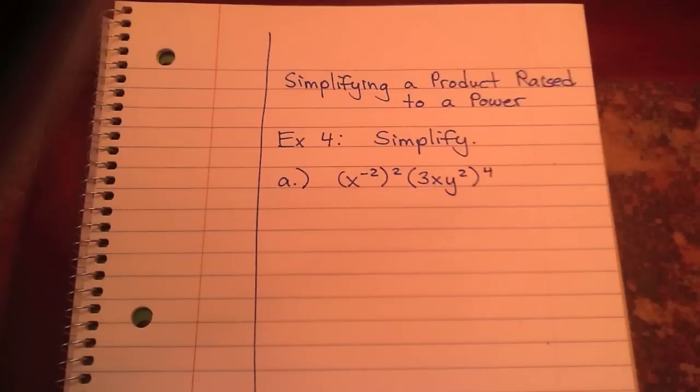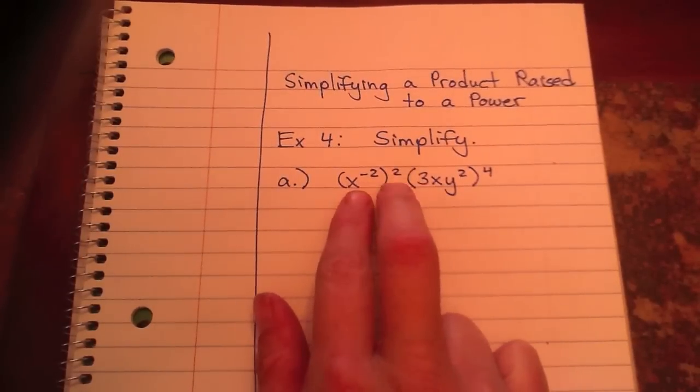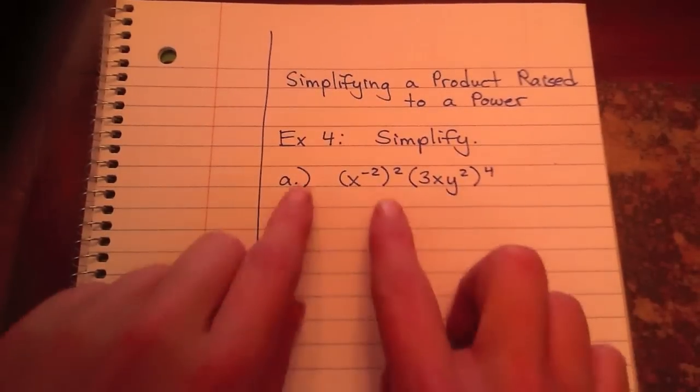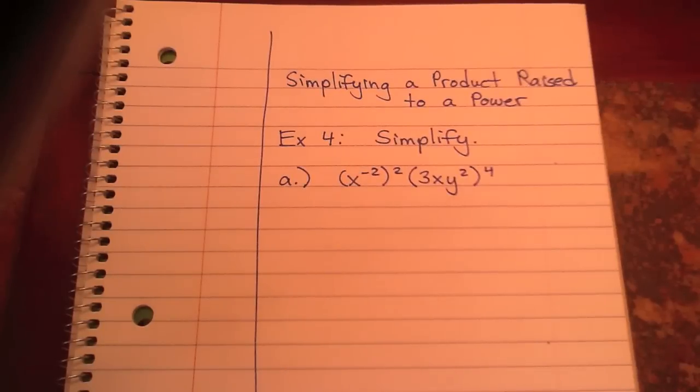As we move into example 4, again, we're not changing any rules. All we're doing is adding more stuff to this. You've just been multiplying these out, and you've been multiplying these out. Now they're saying, okay, multiply this, and then combine it all together at the end. So we're just adding steps to things you've already been doing.